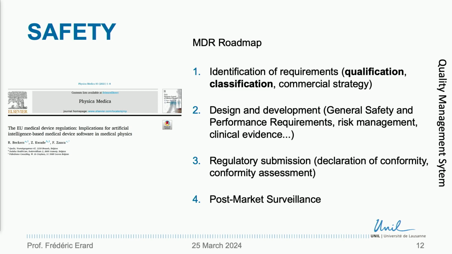So you have to take the general safety and performance requirements that are described, for example, in Annex 1 of the medical device regulation. Develop a risk management, identify the risks, see how to mitigate them, and gather some clinical evidence. Sometimes it might be a clinical investigation, for class 3 medical devices, for example. And then, once you have done that, you will submit the result to the third party, what we call the notified body, with a declaration of conformity and making the conformity assessment.